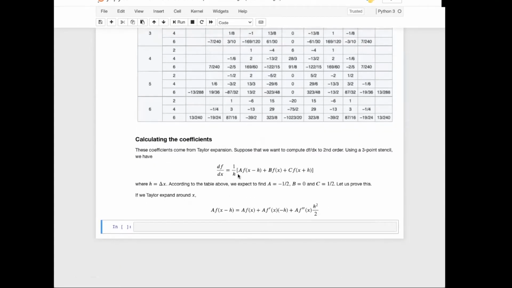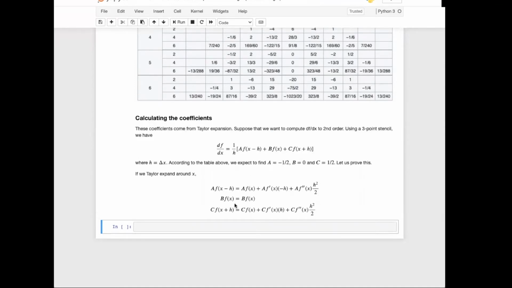Well, let's Taylor expand around x. Let's take the first term here, f of x minus h. The Taylor expansion around x would give us the value at x plus the first derivative at x times the deviation from x, so that's just minus h. And the second derivative, h²/2. The zeroth-order term is f of x, that is at the point, so that's just the function itself.